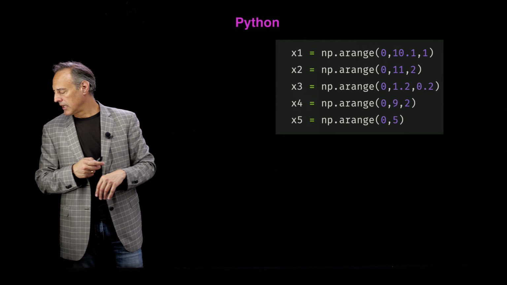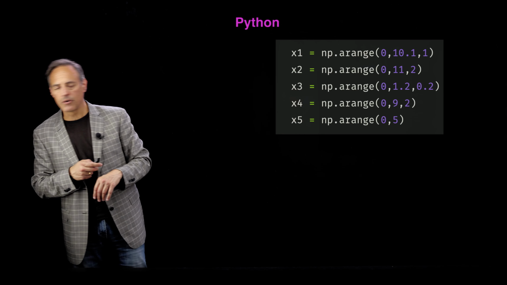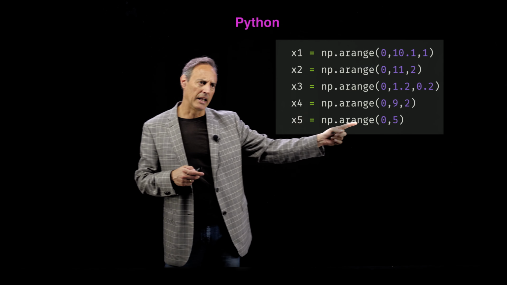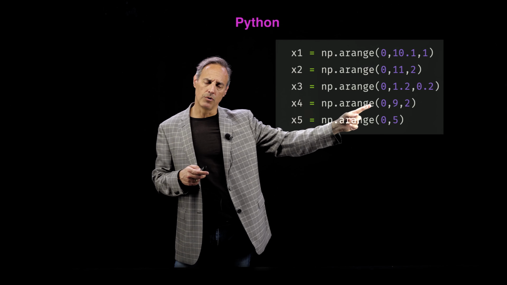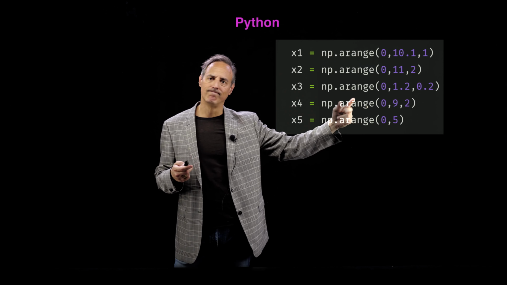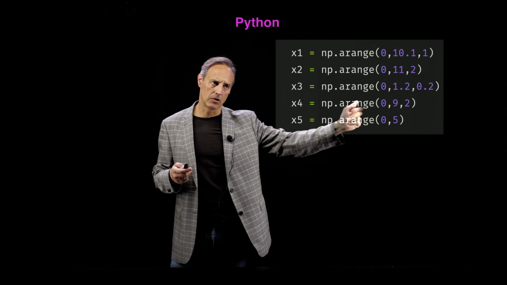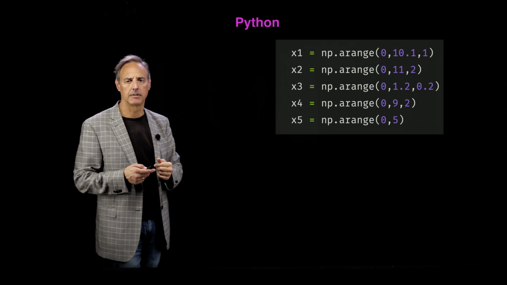Next one is steps going from 0 to 9 in steps of 2. Again, 0, 2, 4, 6, 8. Once you're past 9, it doesn't include it, so that's what that would give you for this vector.